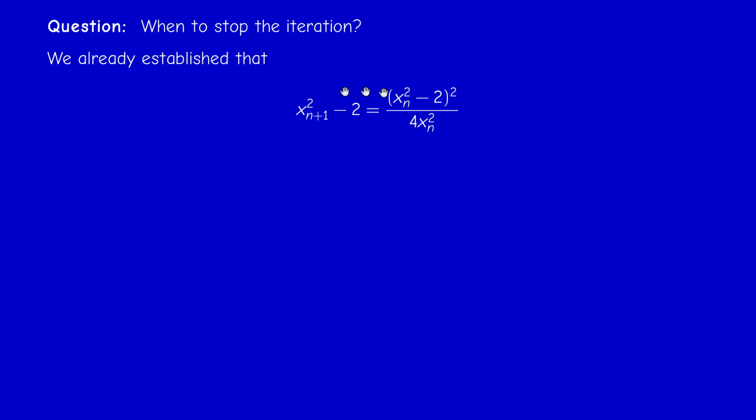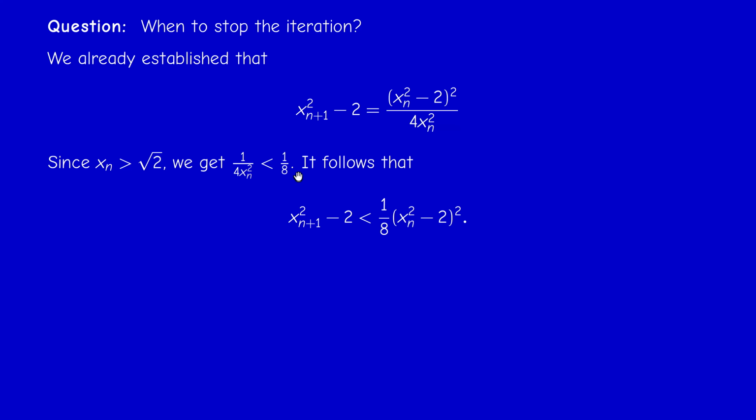So we already established this relation for x_{n+1} squared minus 2, and now I know that x_n is bigger than radical 2. So x_n squared is bigger than 2, so 4x_n squared is bigger than 8. So 1 over 4x_n squared is less than 1 over 8. Therefore, I get this inequality, which is an error estimate, actually. So x_{n+1} squared minus 2 is less than 1 over 8 times the previous error squared. So this is what we call quadratic. The error is quadratic. So at each step, the error is raised to the power 2.